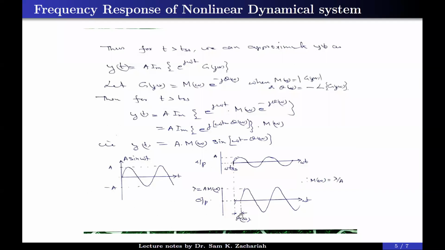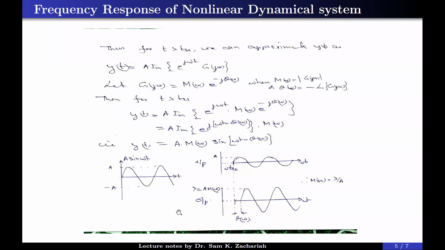Theta omega is a phase lag with respect to the command. So if you give input A sine omega t to an LTI stable system, after settling down of all the transients, you can get the steady state output like this. This gives a practical method to find out M omega and theta omega.